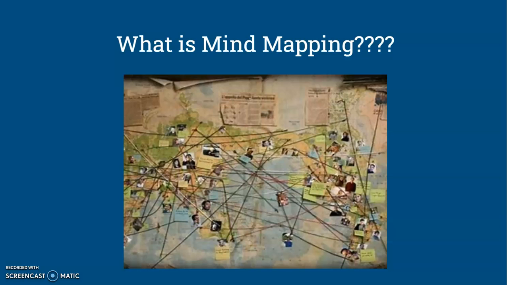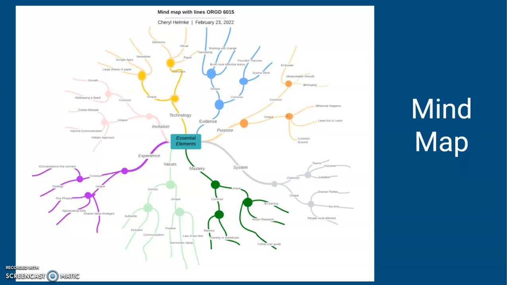So initially I had no idea what a mind map was. The picture in my head was exactly what you see here, a map with strings connecting points. In reality, though, a mind map is a diagram used to visually organize information and show relationships originating from a central topic.